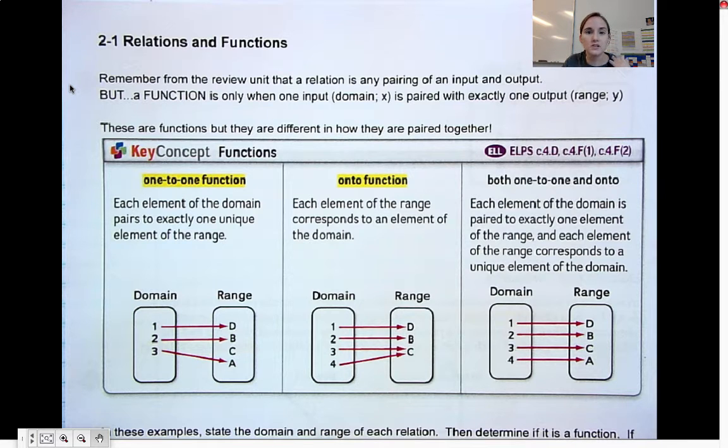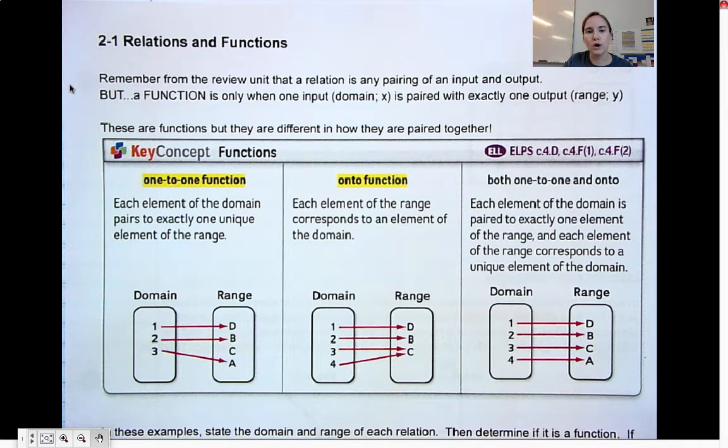A relation is just when we take an input and an output, the x value and the y value, or you could also call it the domain and the range. When we take those two values and we pair them together, that's a relation. So there's nothing really specific about it. It's just I have an x and I have a y value paired together.